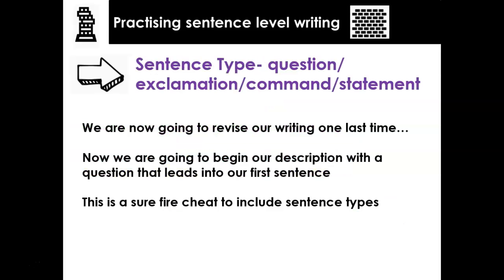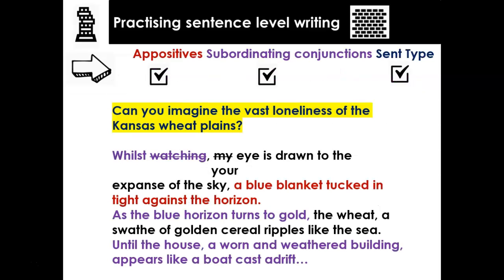Now, we're going to revise our writing one last time for today. Okay, and we're going to begin our description with a question that's going to lead into our first sentence. So this is a surefire cheat to include different sentence types. If you begin any descriptive piece of writing with a question that you then answer in the next sentence, you've got variation. Okay, ready to see it in action?